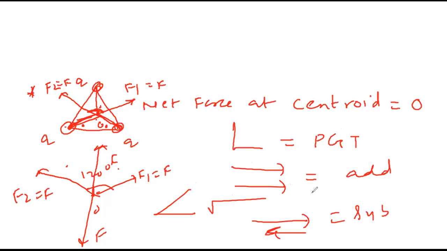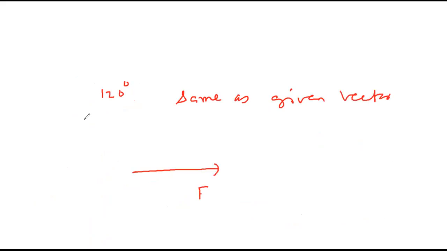Everybody has followed this much? Yes, sir. Okay. Now, three special cases. Two vectors are equal and inclined by 120 degree. Then result is same as given vector. Means this is one vector of magnitude F, this is another vector of magnitude F. Angle between them is 120. Result will be F acting at the bisector. How we got? By parallelogram law only.